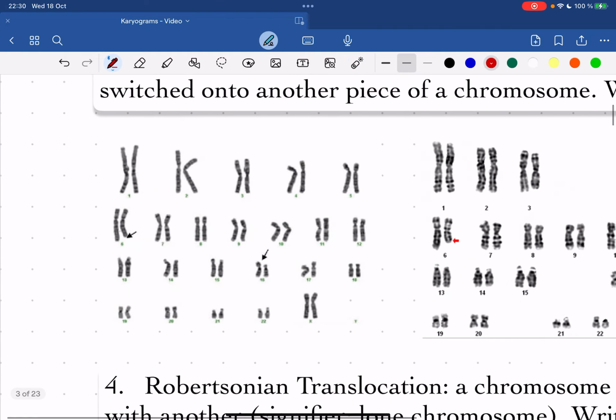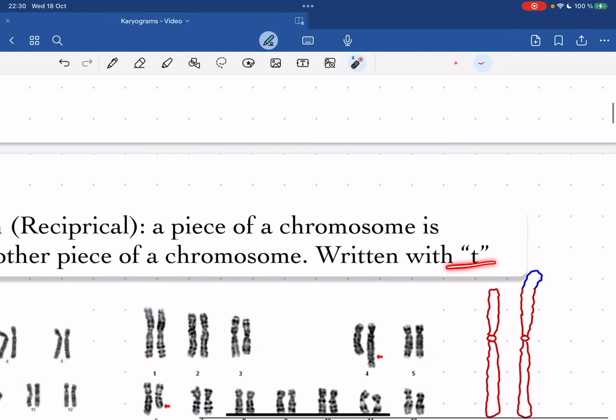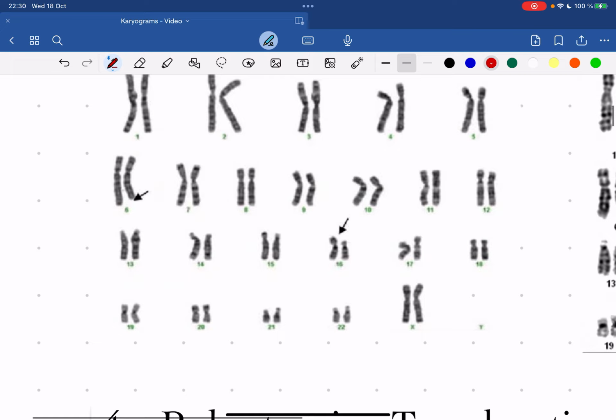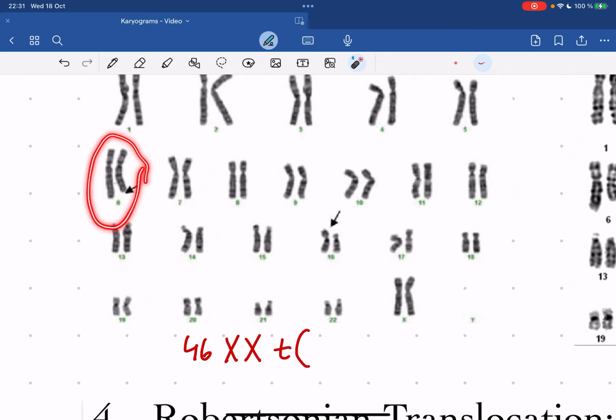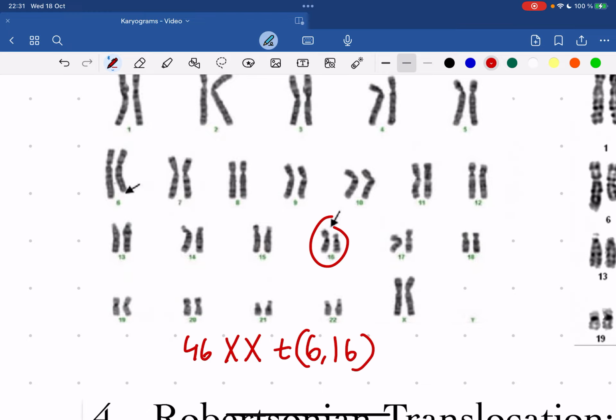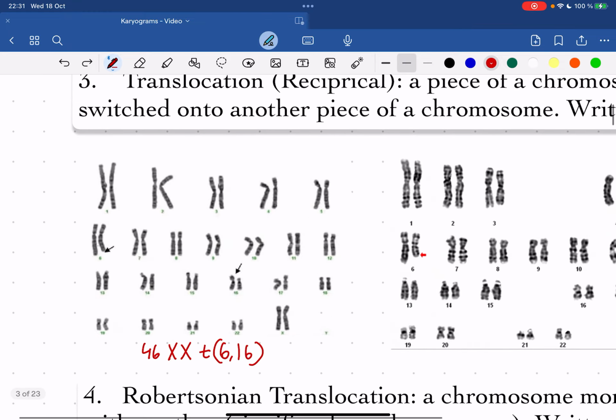All right, so how do you write this one? You use a T before the parentheses. This is also going to be 46 chromosomes, and then the sex would be XX, and then you write a T for translocation, and then parentheses with the 2 chromosomes that are affected. And usually you do this in numerical order, so you start with the lowest number and end with the highest number. So it would be 6, and then a 16 right here.